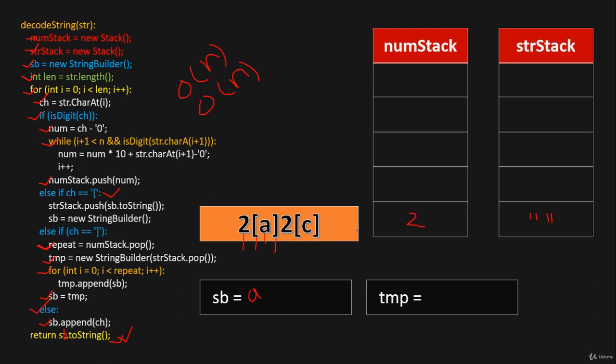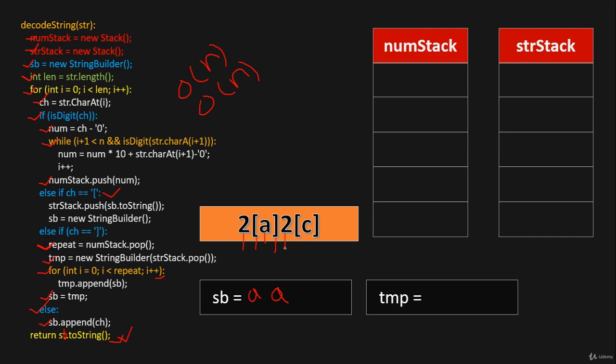Whenever we find a closing bracket, we'll pop out the top element from the string stack. We'll add that to our temp variable. Temp variable is already empty. Now let's pop out the top element from num stack, that is 2, and let's repeat a twice. If we repeat a twice and add that to our temp variable, we get temp equals to aa, and that's what we're doing using this for loop. Then we're going to set this temp to this string builder. Okay, and that's what we're doing right here. And we will lose the value of the temp variable when we move to the next iteration, since we're declaring this temp variable inside this else if statement.